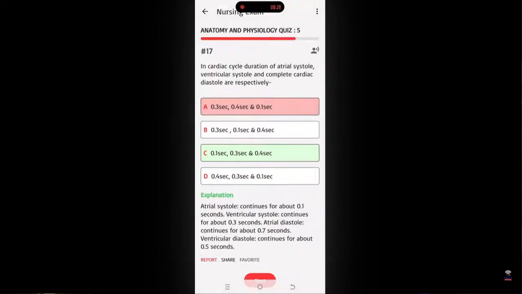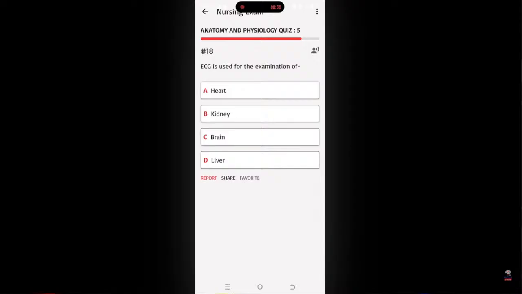Ventricular diastole. ECG is used for the examination of A. Heart, B. Kidney, C. Brain, D. Liver. Correct answer.